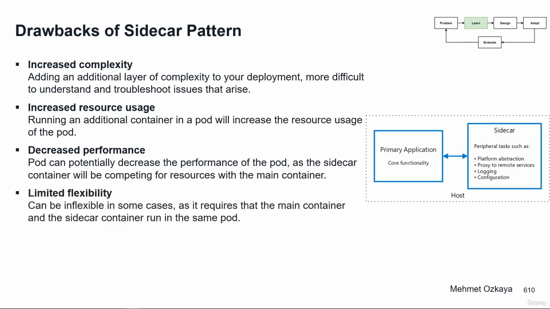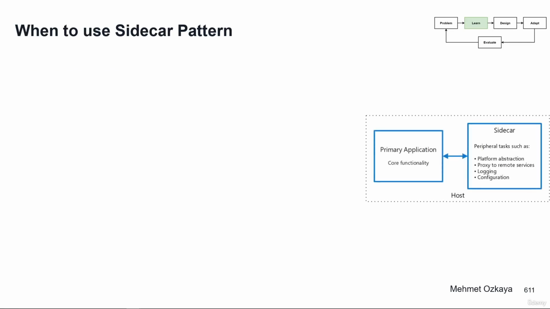Another drawback is limited flexibility. The Sidecar pattern can be inflexible in some cases, as it requires that the main container and the Sidecar container run in the same pod. This can make it difficult to add functionality that requires a different container runtime or resource constraint than the main container. So these are the drawbacks, and now let's check when to use the Sidecar pattern in microservices deployments.